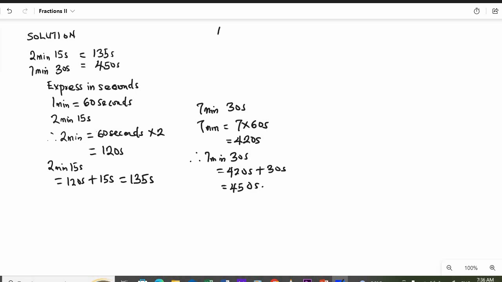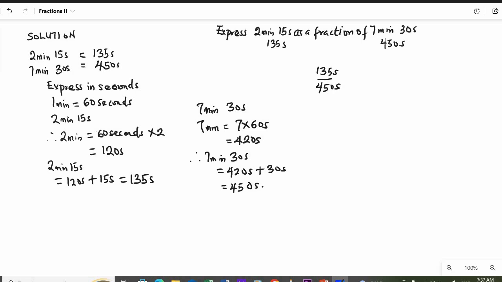To express, I'm just going to write out the question again. Express 2 minutes and 15 seconds as a fraction of 7 minutes and 30 seconds. Now, to do this, what we just need to do is to say, because this we know is 135 seconds, right? And this we know is 450 seconds. So the solution will simply be 135 seconds divided by 450 seconds.